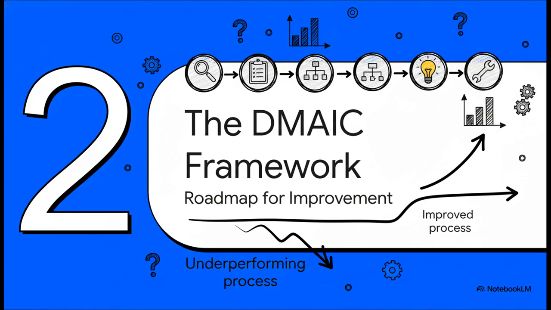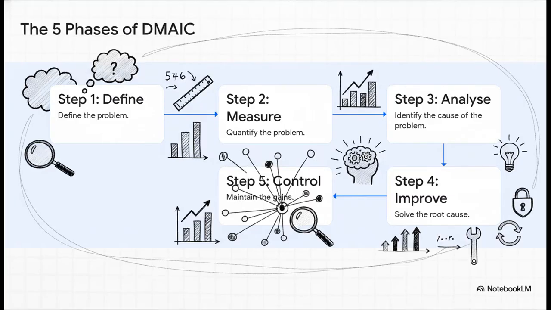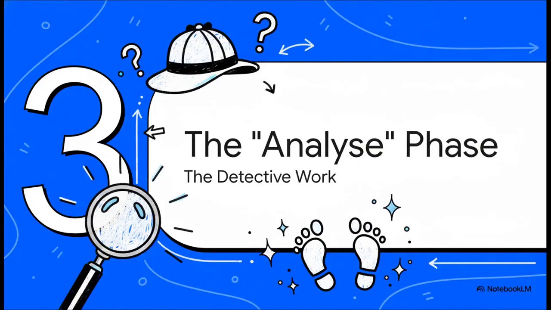And the engine that drives all this improvement, it's a 5-step framework called DMAIC. Now, this is important. It is specifically designed to solve problems and improve existing business processes that just aren't cutting it anymore. The phases themselves are super logical. Define, measure, analyze, improve, and control. You define what's wrong, you measure how bad it is, you analyze the root cause, that's our focus today, then you improve it, and finally, you control the process to make sure things don't slide back. Simple, right?